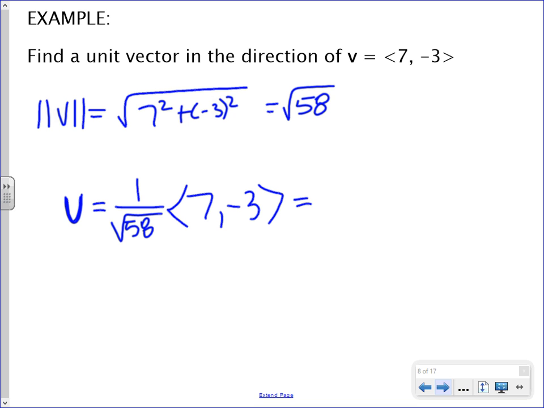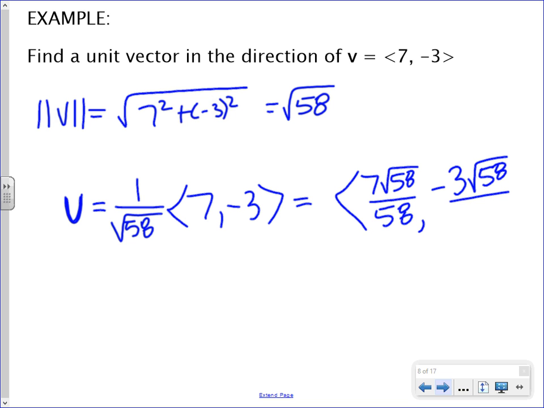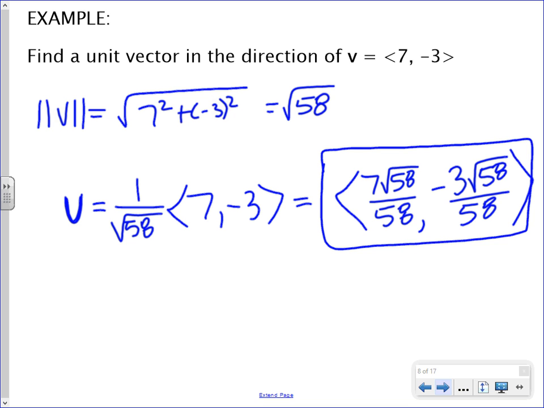Okay, so we would multiply that through and rationalize the denominators. So we would have 7 square root of 58 over 58, comma, -3 square root of 58 over 58. Okay, if we found the magnitude of this vector right here, it would be 1. If you think about it, we know that the magnitude of this vector is square root of 58. So when we multiply square root of 58 to 1 over square root of 58, we're going to cancel to be 1. Okay? That's why we set it up the way that we did.